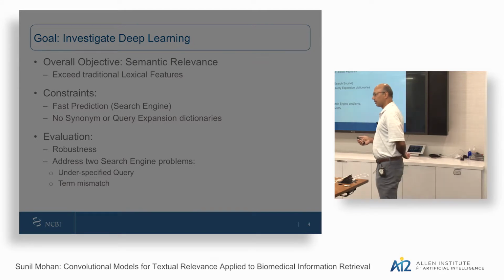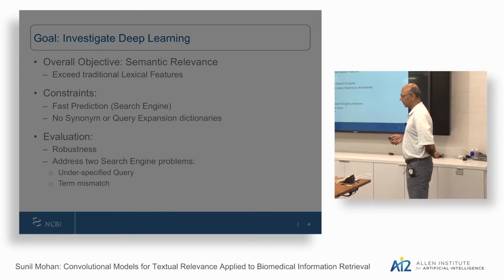Term mismatch talks about queries using terms that are different from terms in the document. And the most common example is different spellings.